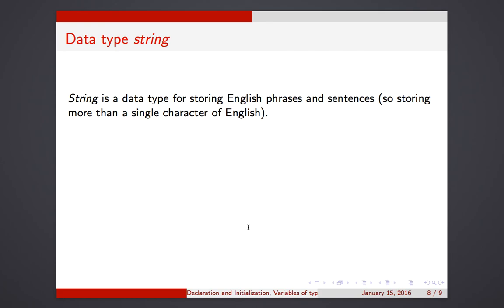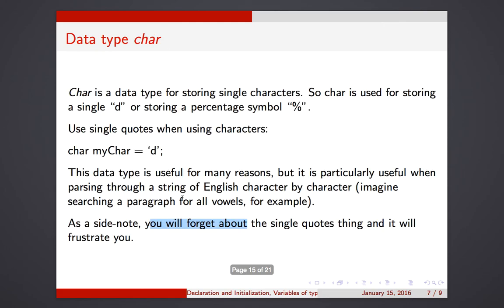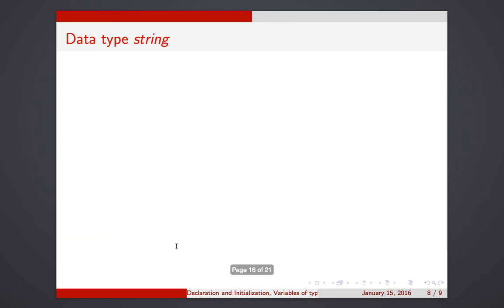Finally, data type string is a data type for storing not just single letters, but strings of English. English phrases, sentences, even paragraphs if you want to. That's what data type string is for. In contrast to character, you use double quotes when using strings. So you would write something like this: string my sentence is "hello class". Notice the double quotes. So when I said back here that single quotes will frustrate you, the way that students get frustrated is translating between character and string. Students get comfortable with strings more than characters, and they forget when you use characters, you're supposed to use single quotes and not double quotes.